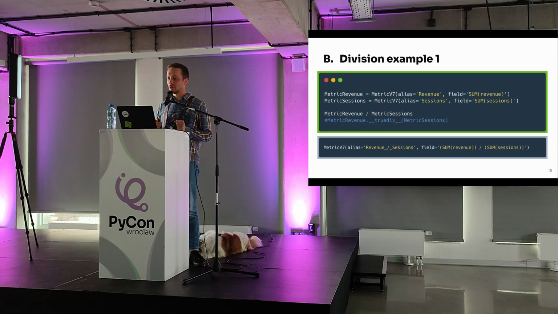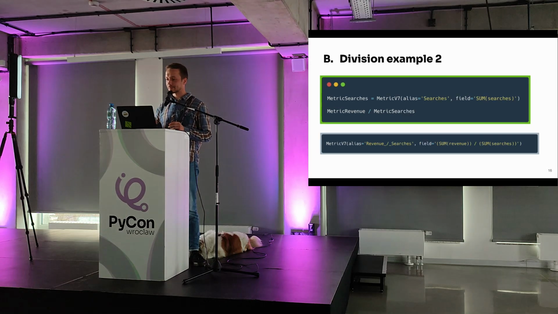Note that we don't really need to use operators. We can simply call the truediv method, but it is nice to have operator support. Therefore, we explore it. Here we derive another useful metric. First, we define the searches metric. Then, we simply divide the revenue metric by the searches metric. Hence, we get a very graceful revenue per searches metric.